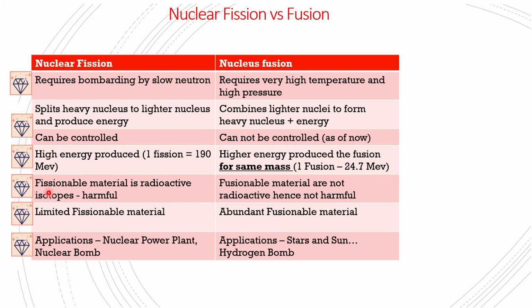Another interesting comparison is fissionable material has to be radioactive, like uranium we talked about. It is very harmful, it requires a lot of caution. Whereas fusionable material that we talked about, hydrogen, it is not at all harmful, it's not radioactive. And then fissionable material like uranium is very limited, whereas hydrogen, which is used in fusion, is abundant. We have a lot of them cheaply available.